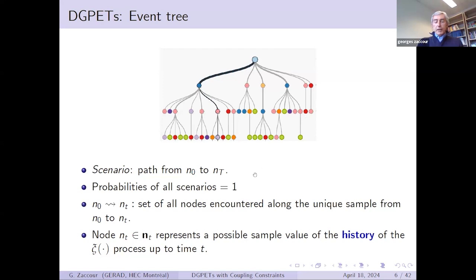One element that I would like to highlight here is that any node is representing the history of the xi process. For instance, if you are at this particular node, you can go back to the initial or root node. From this perspective, you can say that being at a particular node gives you the information about the history of the stochastic process up to this particular node.